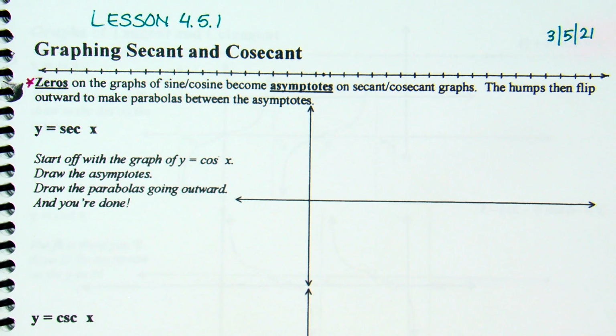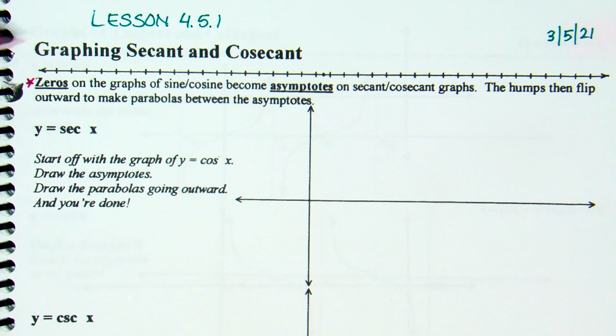So our mountains and valleys will flip upside down and turn into a parabola that either is going up or down, depending on whether it was a mountain or valley that flipped, and it's going to be between a set of asymptotes. Those asymptotes are determined by the zeros. Now, probably sounds confusing and a little intimidating right now, but I promise it's not.